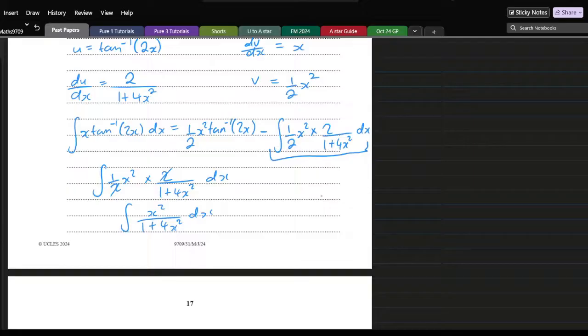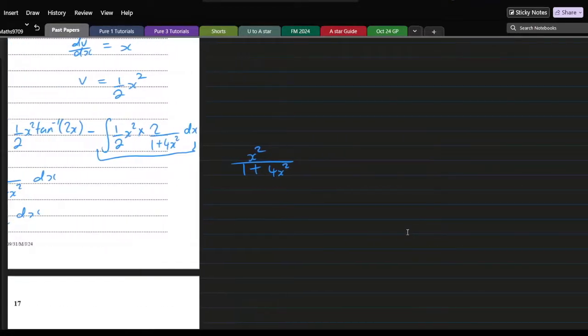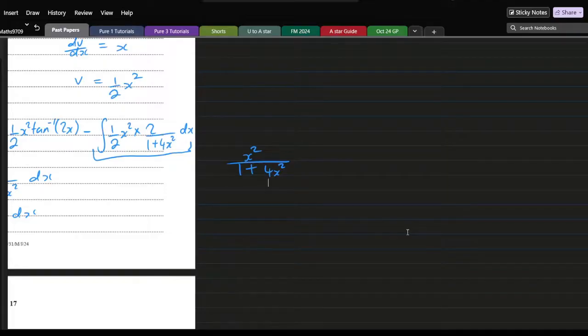Now it's very difficult for us to integrate that function directly, and so we can consider that this is a rational function, right? And if you've got a rational function in which the highest power in the denominator is equal to the highest power in the numerator, this is an improper fraction. So we want to decompose into partial fractions considering that this is an improper fraction. So use the method that you use to decompose into partial fractions when you have an improper fraction.